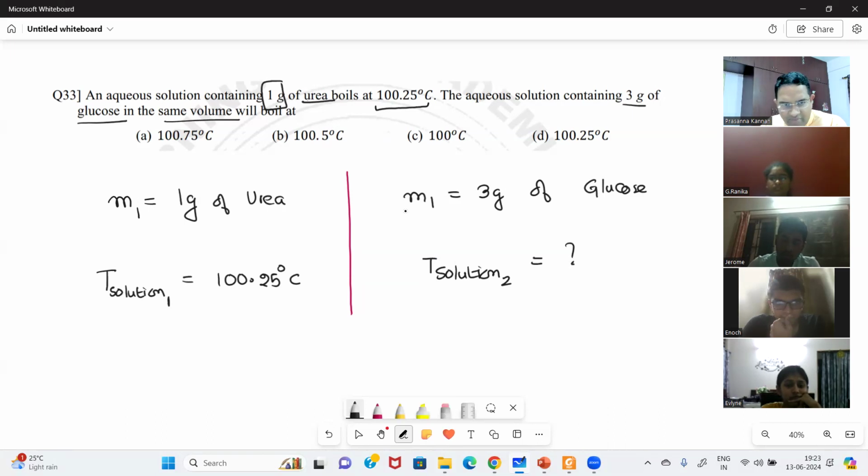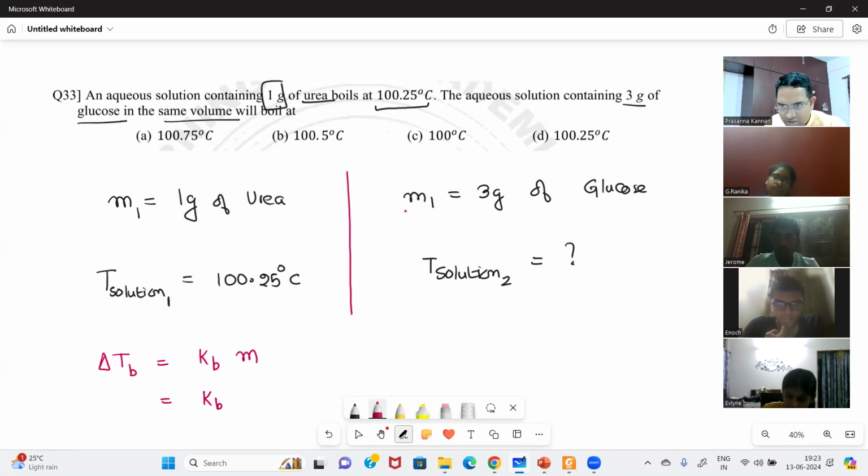So the question is open to everybody. Can you guys tell me, what is the first step? What is the formula for elevation in boiling point? Kb into molality, right? Correct. Now Kb is going to be the same in both cases. The only chance is that molality may be different. If molality is different, they will boil at different temperatures.